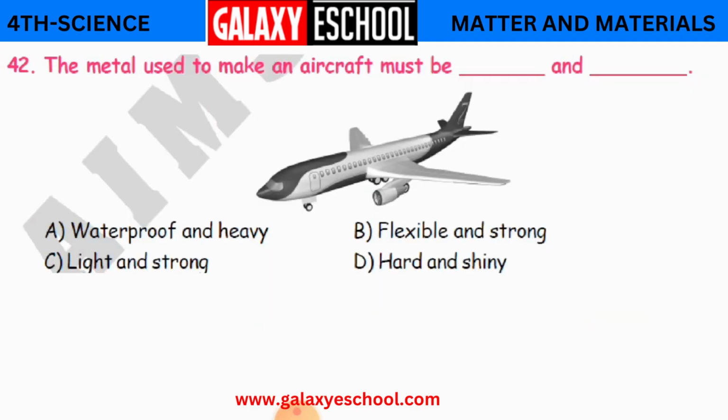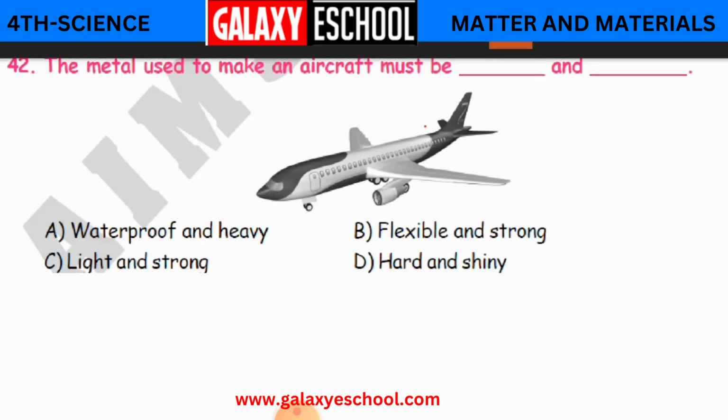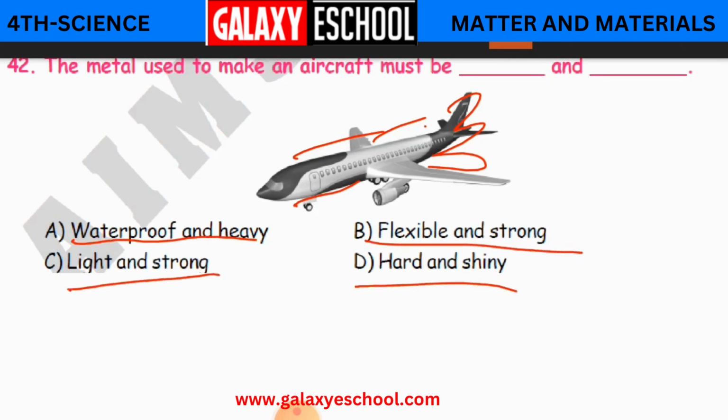42nd question. The metal used to make an aircraft must be dash and dash. The metal which is used to make an aircraft. Aircraft is nothing but an aeroplane. The body of an aeroplane is made with the metal. So how must it be? It must be waterproof and heavy, or flexible and strong, light and strong, or hard and shiny. And the answer is light and strong.